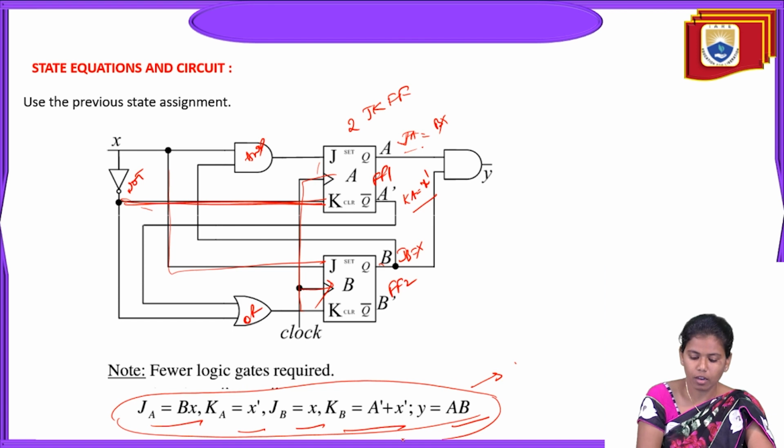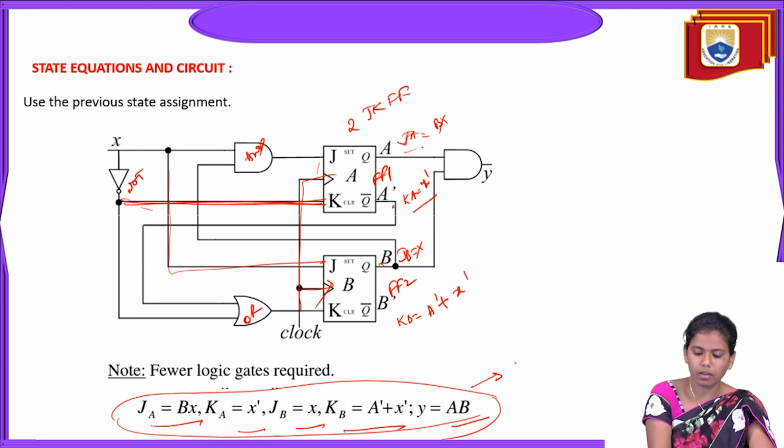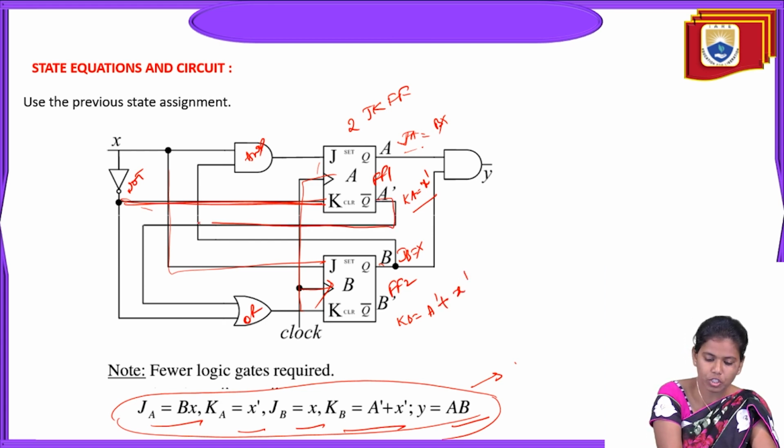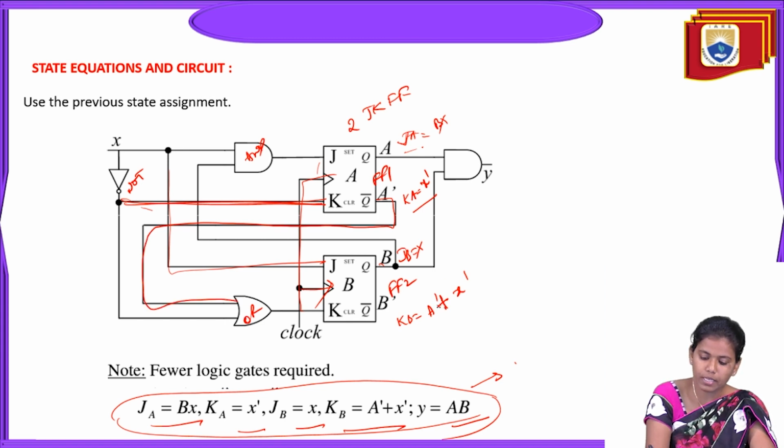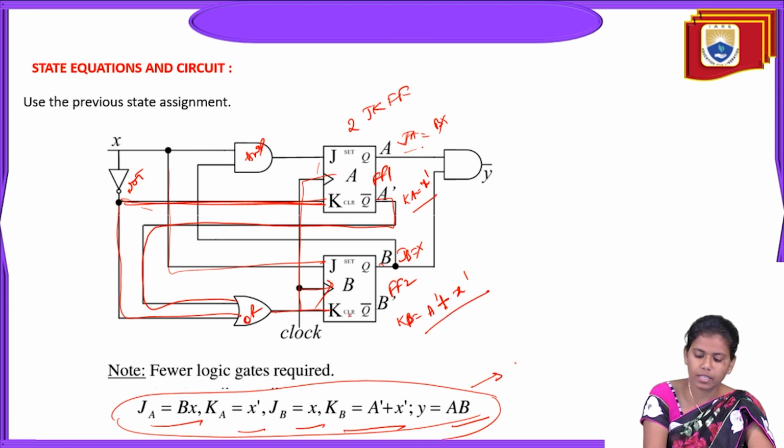And then we have KB. So here KB is equals to A bar plus X bar. So this is A bar, which is coming to an OR gate, right? Plus X bar. So this is X bar given to K, isn't it? A bar plus X bar. This is KB, and this is JB.